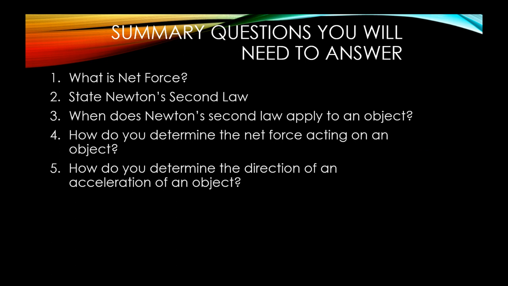So to summarize, we have talked about net force. Net force is the overall push or pull on an object. We've talked about Newton's second law, and we've described it in both words and mathematical form. We know that Newton's second law applies to an object that is changing its motion or accelerating. And we can determine it using the mass and the acceleration. And we can determine the direction of an acceleration by determining the direction of the net force.